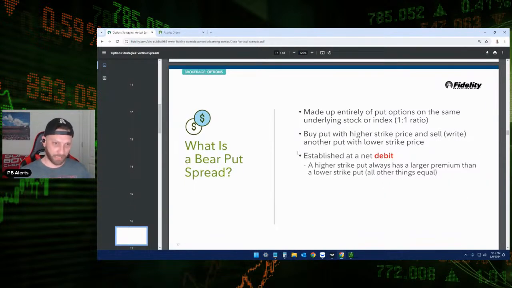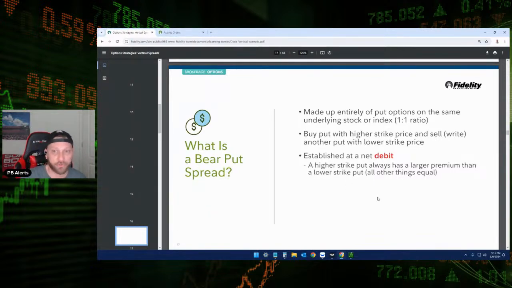Okay, so what is a bear put spread or put debit spread? It's made up entirely of put options on the same stock. You buy a put with a higher strike price and sell another put with a lower strike price. So of course we're on the put side. The higher strike is going to be closer to the money, right? And the one you're selling is going to be further out of the money. And it establishes a net debit.